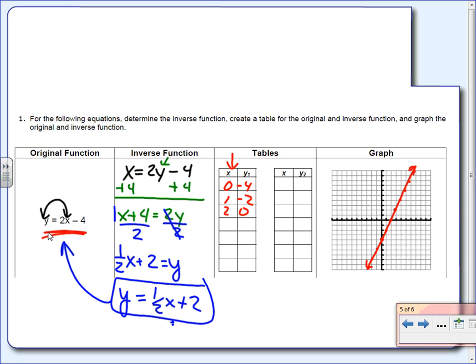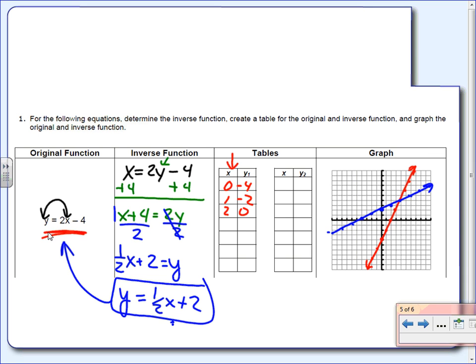2. That's our y-intercept. So let's start right there, 2. 1/2. That's our slope. So let's come over here and go up 1, over 2. Up 1, over 2. Up 1, over 2. Get a couple more points over here by going down 1 to the left. Down 1 to the left. I'm going to connect these dots.